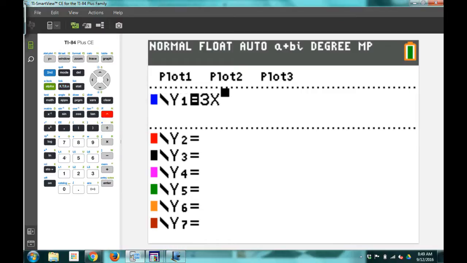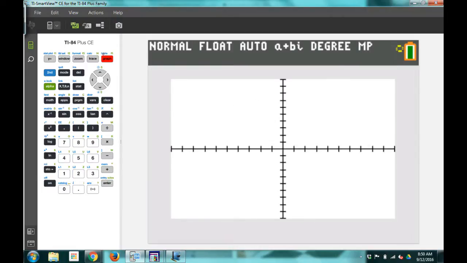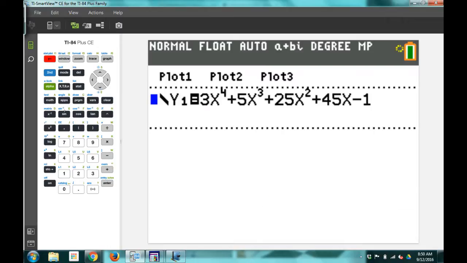Three x to the fourth, 5x to the third, 25x squared, 45x, minus 18. Yeah, I put a minus 1 instead of 18. Let me fix that. That's not what your graph should look like. I didn't get the 8 typed in. Come on. Okay, there we go.